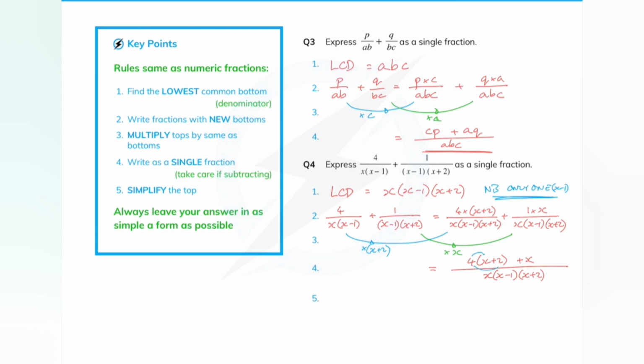And because I'm feeling brave, I'm going to simplify this all in one go. And I'm going to say I've got 4x plus the other x is 5x, and 4 times 2 is plus 8. And that's still all over the same bottom. If you hadn't chosen the simplest, lowest common denominator, you would then have a bit more of a mess and some cancelling to do as well. So it really does pay to find the lowest common denominator before you start.